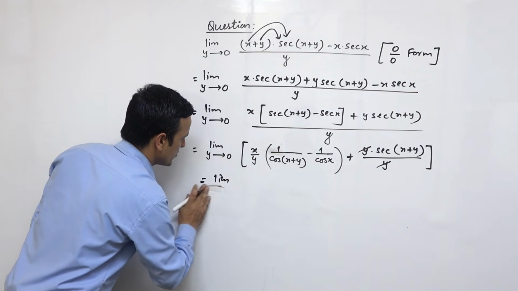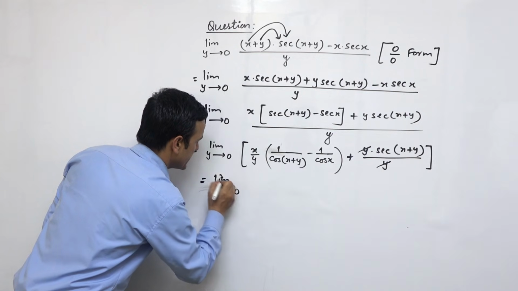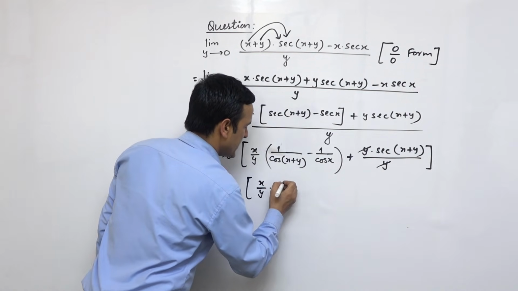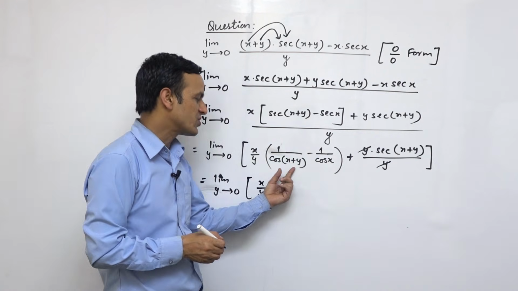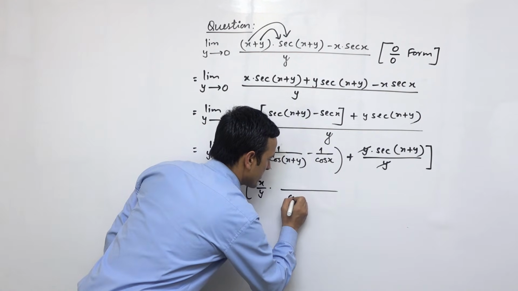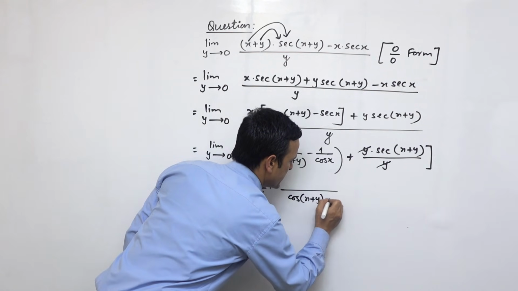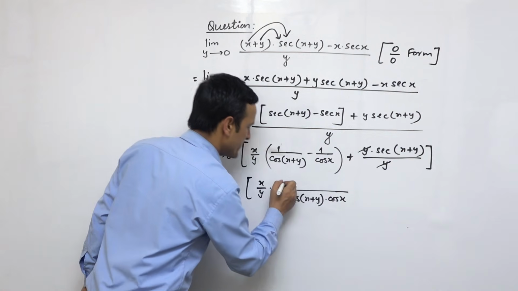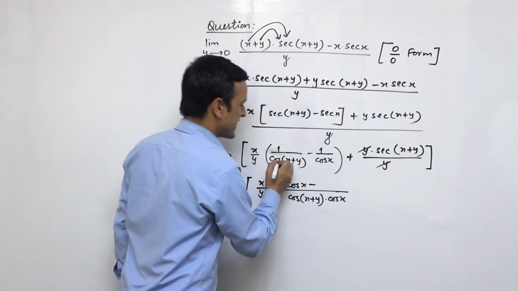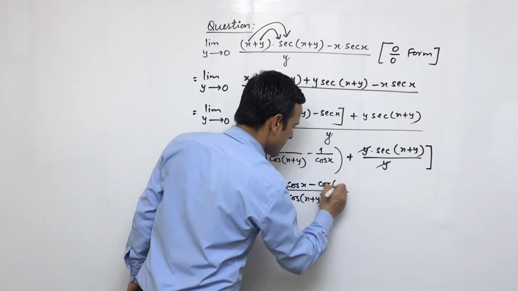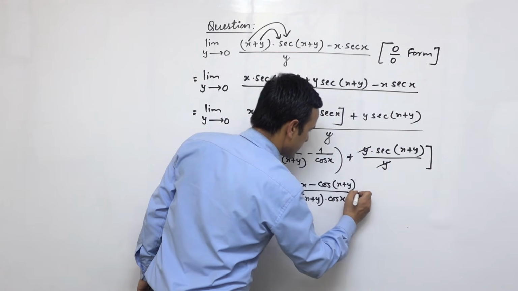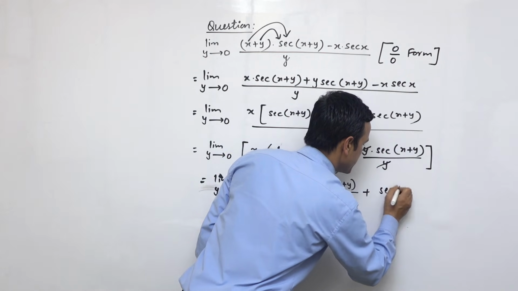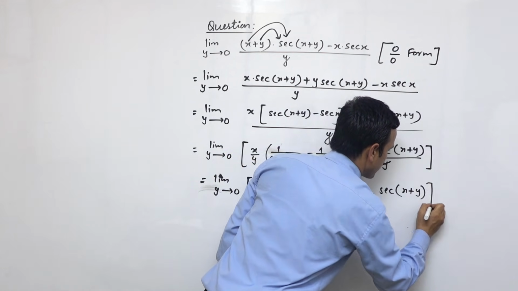So this is y tends to 0, and here is x upon y, and if you take the LCM of this term and this term, then it will be cos(x+y) times cos x. So this is the LCM, and cos x into 1 means it is cos x, and this times 1 means it is cos(x+y). यस्तो टर्म छ. LCM लिएपछिको टर्म हामीसँग यो छ, प्लस हियर इज sec(x+y). यस्तो टर्म छ.